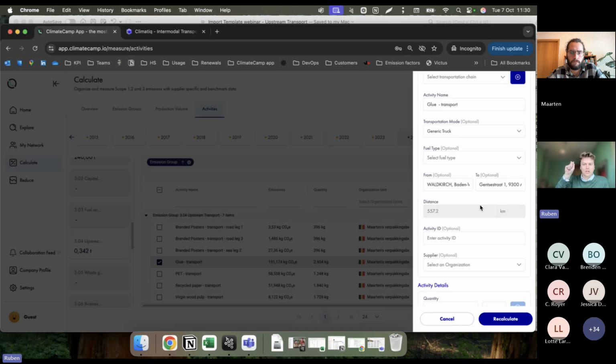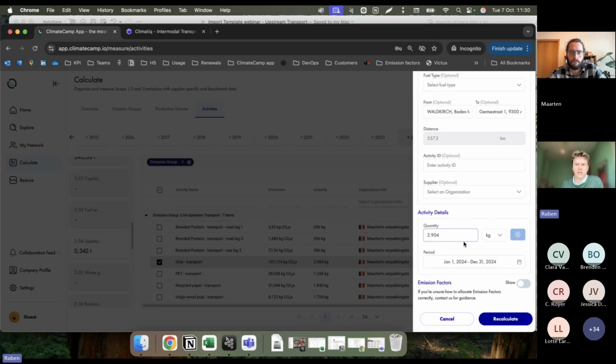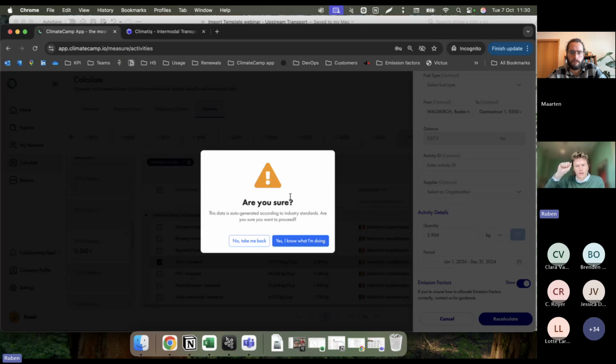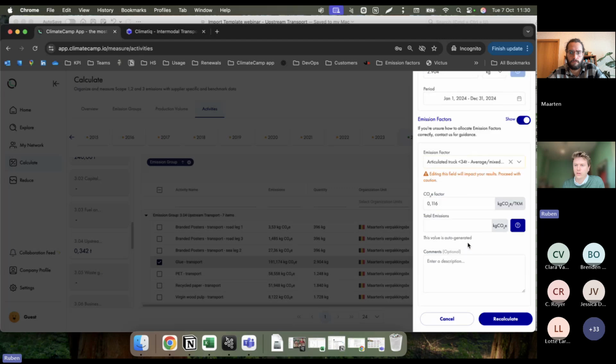Our automatic calculation engine will then calculate the distance between the 2 points. In this case, between this point in Germany and Ghent is around 557 kilometers, which have been calculated. This is then the weight that has been transported. And of course, if you want to see the emission factors or tweak them, it's always possible to override the automatic allocation. So in this case, let's say that we know what we are doing. We will get the inside view on the specific emission factor calculations for that activity. We see an emission factor of 0.160 kilograms CO2 per ton kilometer.